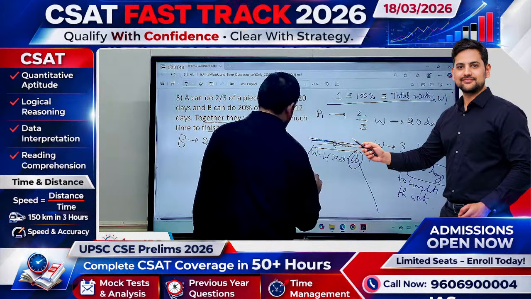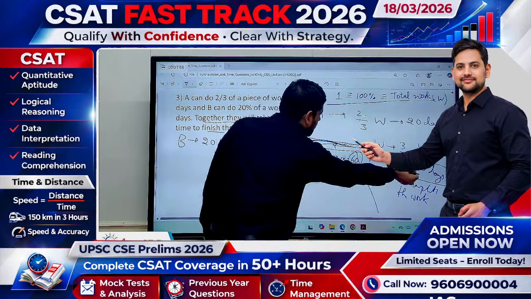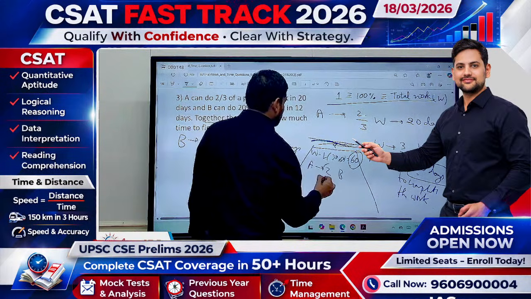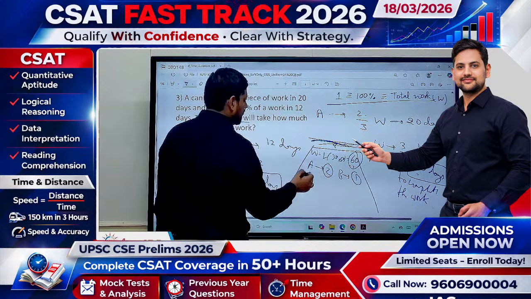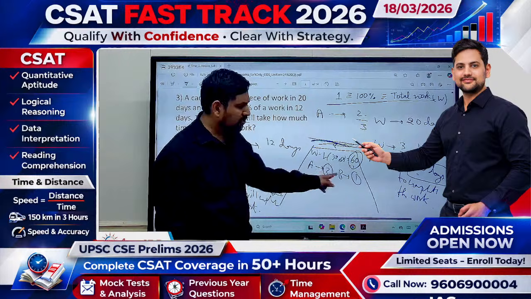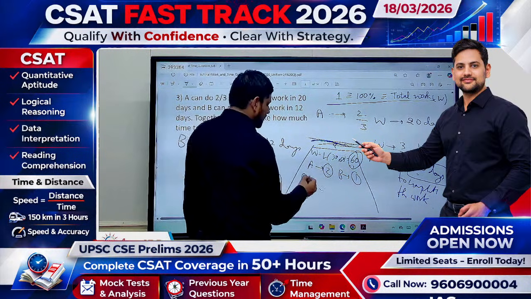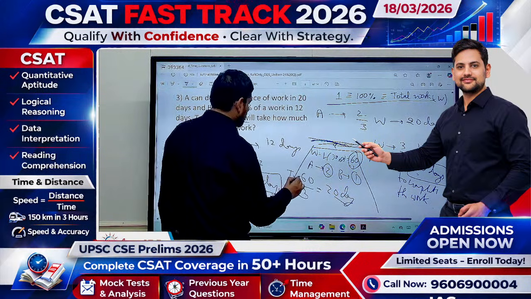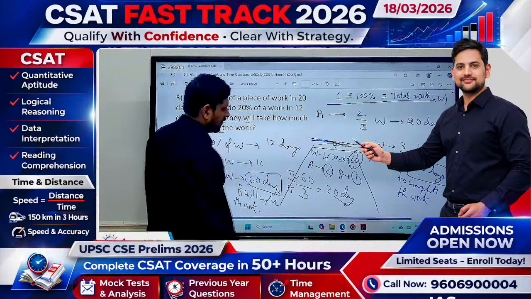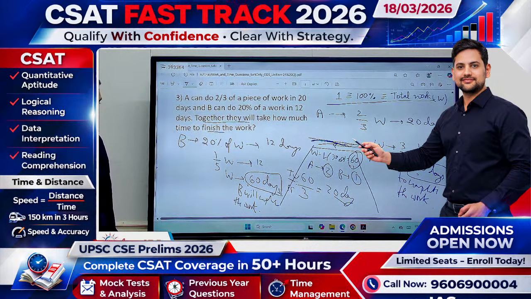Write down the efficiency. Efficiency of A will be 60 by 30, that is 2. Efficiency of B will be 60 by 60, that is 1. Total work is still 60. Now they are working together, so efficiencies will add: 2 plus 1, 3. 60 by 3, that is 20 days. This is total work upon effective efficiency. Got it? Only one more step is added, to get how much time they take to do it alone.